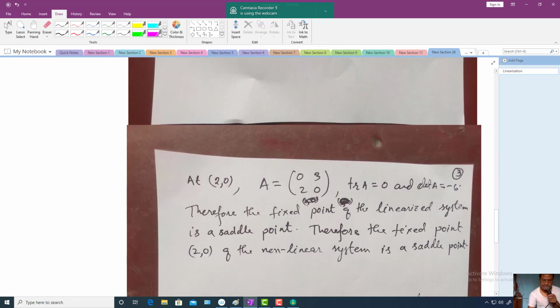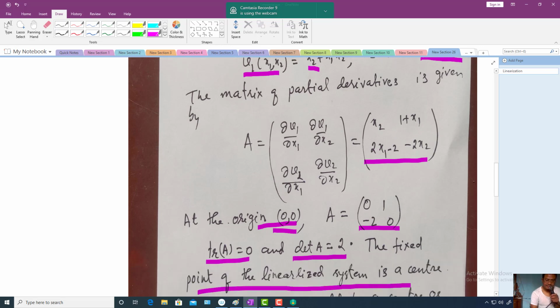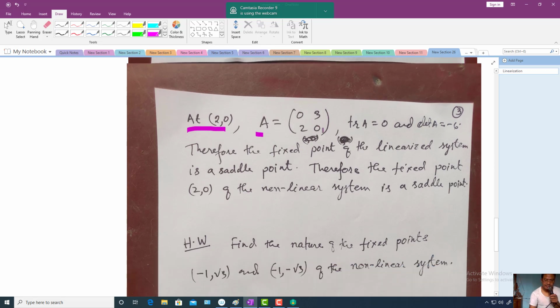And next, let us look at the fixed point (2, 0). This is another fixed point. So you can evaluate the matrix like this. At (2, 0), what is the matrix? Here x is equal to 2, and here it is 1. So at (2, 0), this is 4 minus 2, it is 2, and here it is 0. So the coefficient matrix is [0 3; 2 0]. You can evaluate it like that.